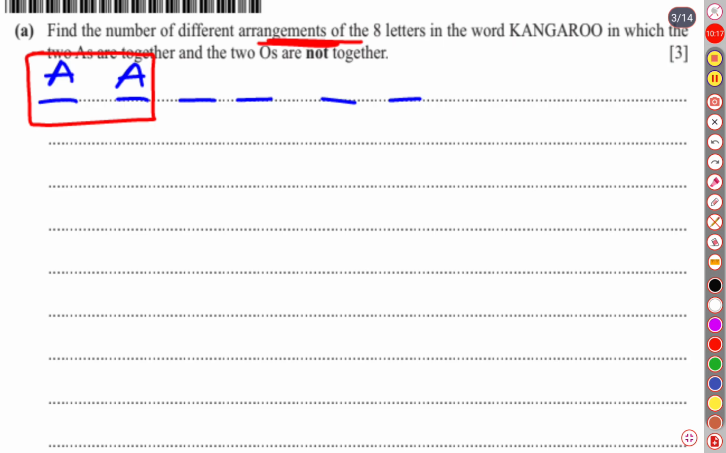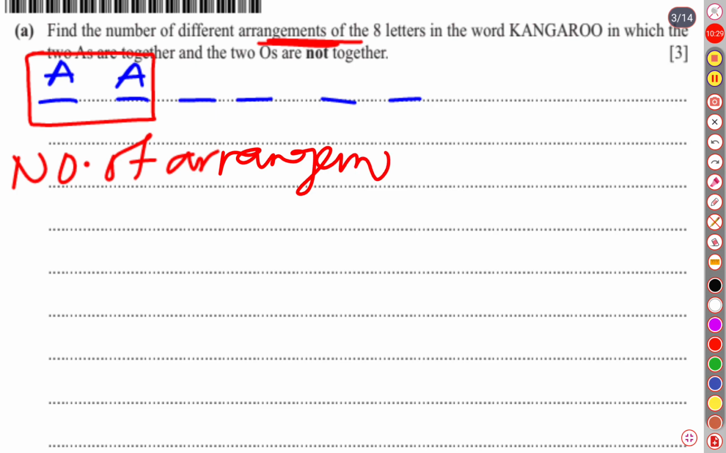Let us write number of arrangements equal to. So as there are 5 places, I mean 5 units now, this is first place, then second place, third place, fourth place, and fifth place. In 5 different ways they can be arranged. So let us write 5 factorial.